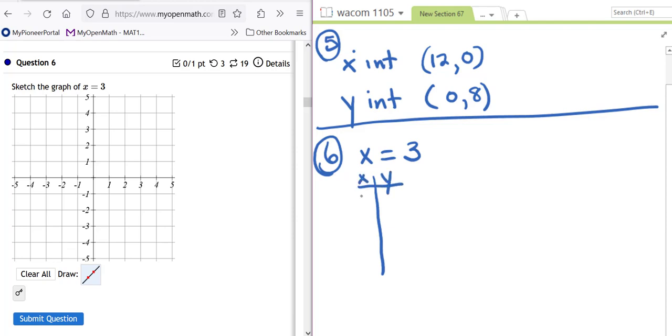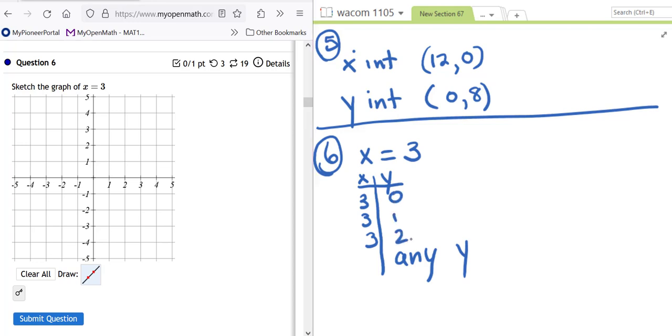The x has to be 3 for all your points, and you're only going to get to click 2 points. Your y can be anything, and you don't have to do any math. So we'll just say 0, 1, 2. Right? And so then we'll try to graph. So we click on the line tool, and we're going to do 3, 0, and click. And then we'll do 3, 1, and click. So this is a vertical line. If it's x equals some constant, it will be a vertical line.